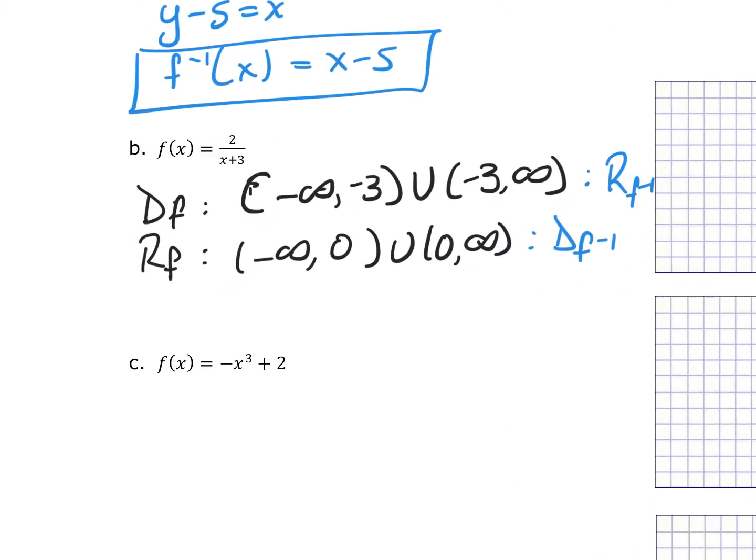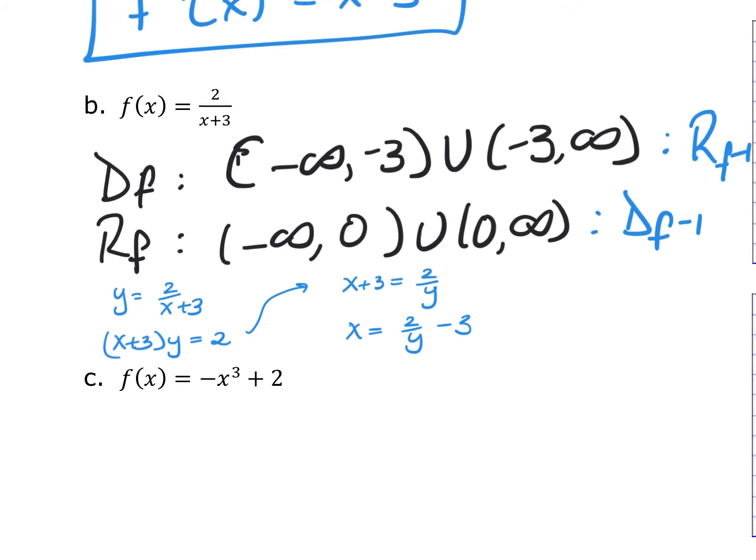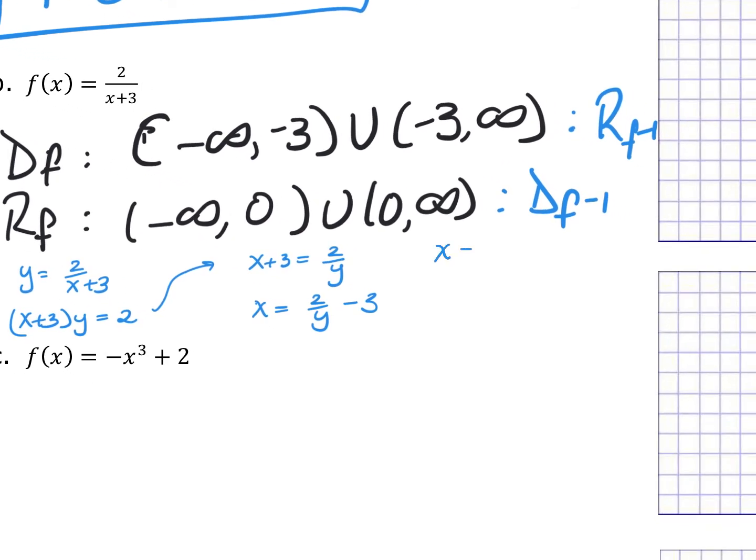The first thing I'm going to do is scroll in so I can use the space down here. So I have y is equal to 2 over x plus 3. I'm going to multiply both sides by x plus 3, and I get x plus 3 multiplied by y is equal to 2. I'm going to divide by y. So I have x plus 3 is equal to 2 divided by y. x is equal to 2 divided by y minus 3. Make it a single fraction, so I have x is equal to 2 minus 3y over y. My last step, f inverse of x is equal to 2 minus 3x divided by x.